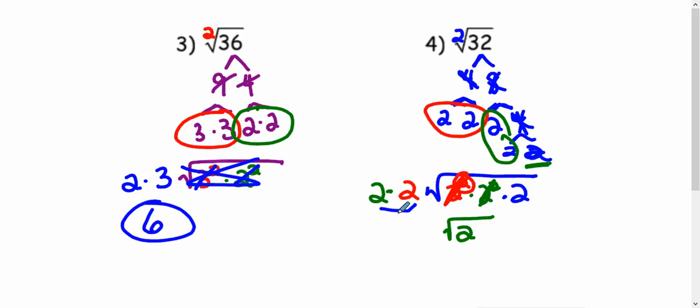2 times 2 is 4. So this time, my answer still has a square root left in the answer. We call this 4 radical 2. This right here is your radical.